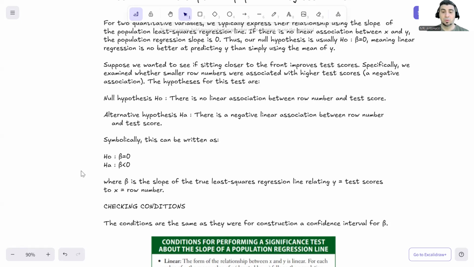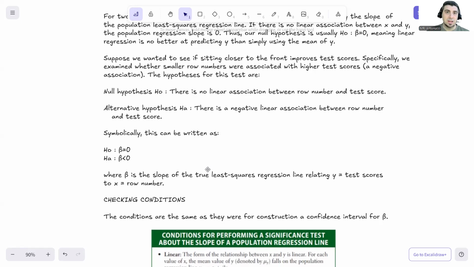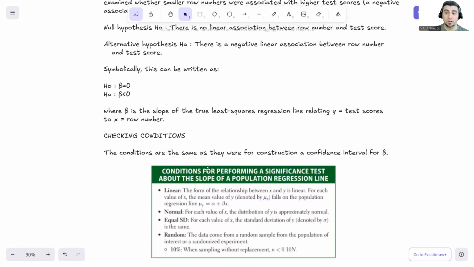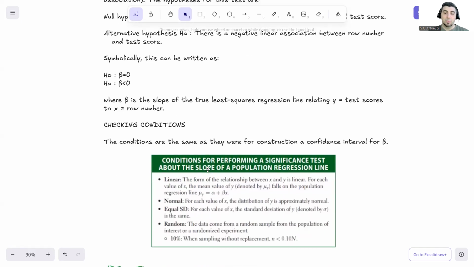It's the slope of the true least squares regression line relating x and y, but x and y in context of the problem we're solving. So that's how we set up the appropriate hypotheses. Now we want to talk about how to check the conditions. Now the conditions are going to be the same as they were for constructing a confidence interval for the slope beta. So linear, normal, equal SD, random, and 10% condition if you're sampling without replacement. Remember your acronym LINER 1, LINER 1 for that.